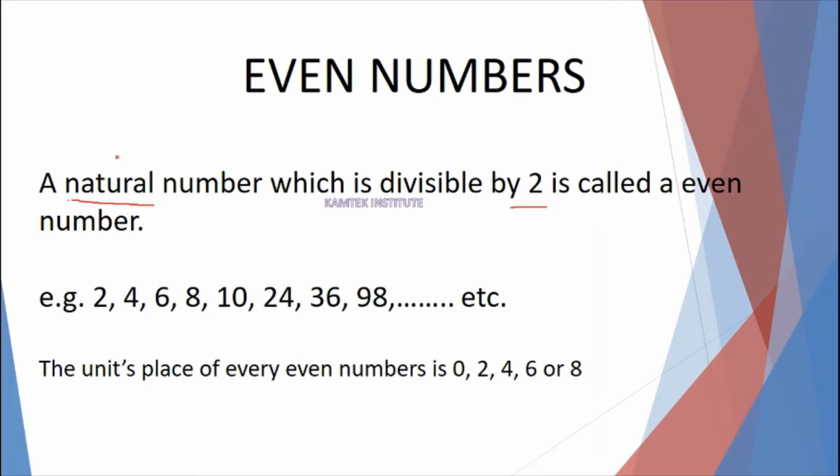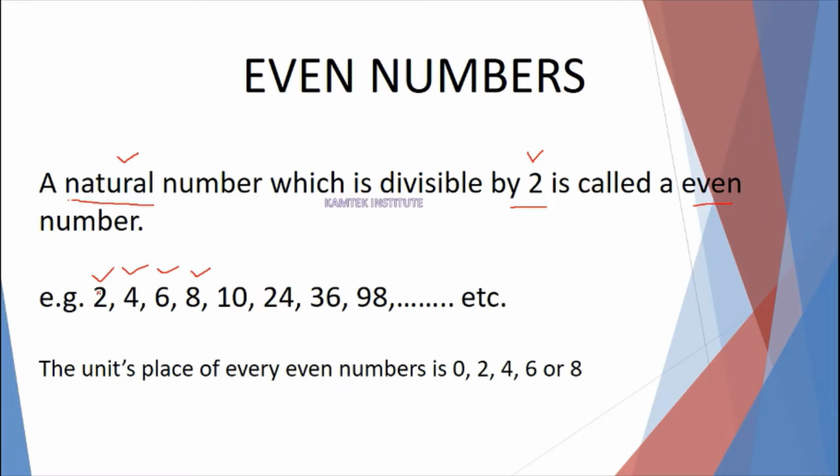अभी नेचुरल नंबर्स कौन से होते हैं? वो सारे काउंटिंग नंबर्स होते हैं जिनको हम काउंटिंग में यूज करते हैं, लाइक 1, 2, 3, 4, 5 एटसेट्रा. और ये जितने भी नेचुरल नंबर्स हैं, इफ दे आर डिविजिबल बाय 2 दे आर कॉल्ड इवन नंबर्स. एग्जाम्पल 2, 4, 6, 8, 10, 24, 36, 98 एटसेट्रा. ये सारे नंबर्स हैं जो 2 से डिवाइड हो जाएंगे और इनका रिमाइंडर 0 आएगा.